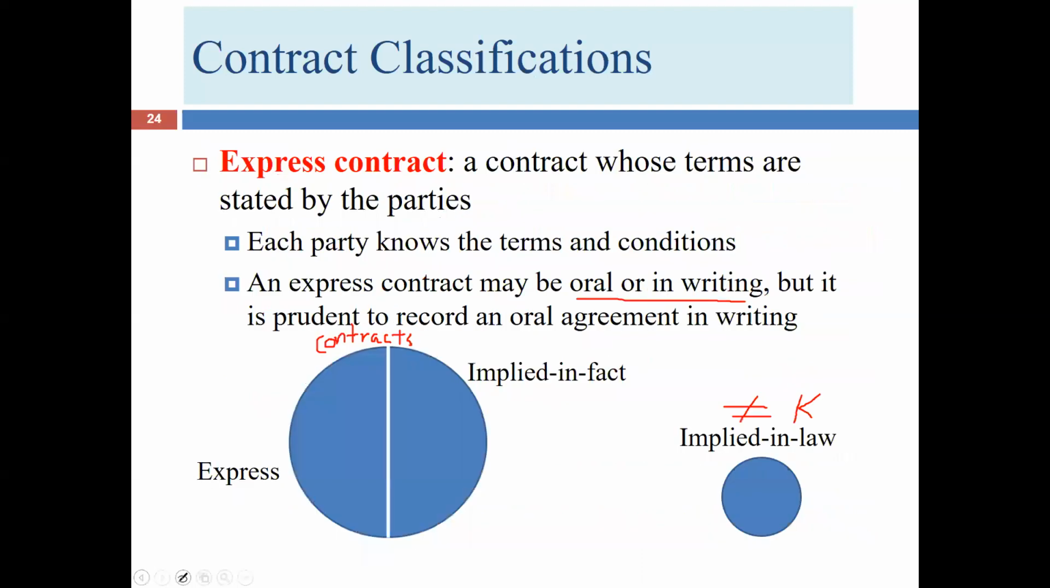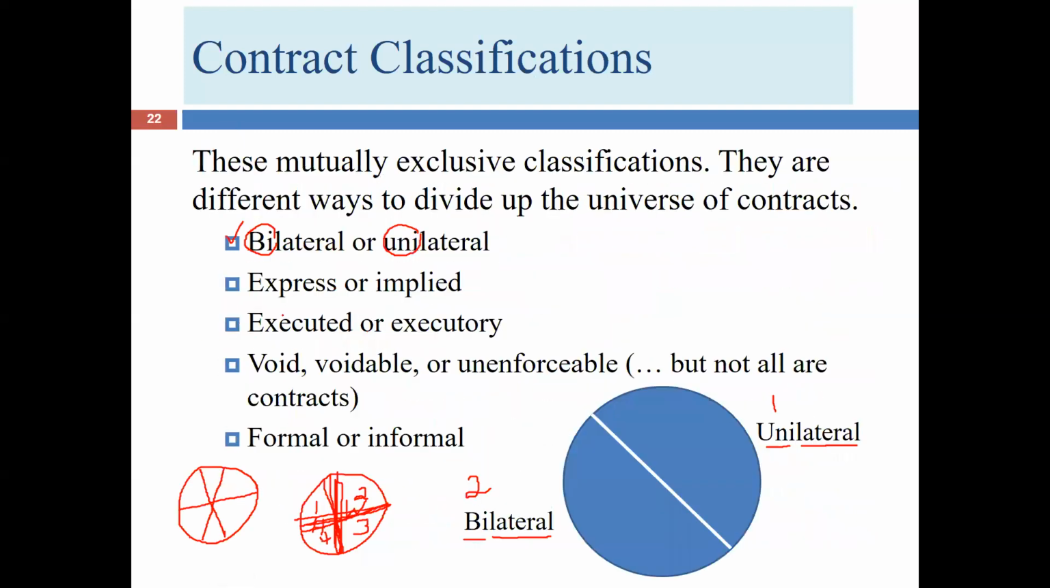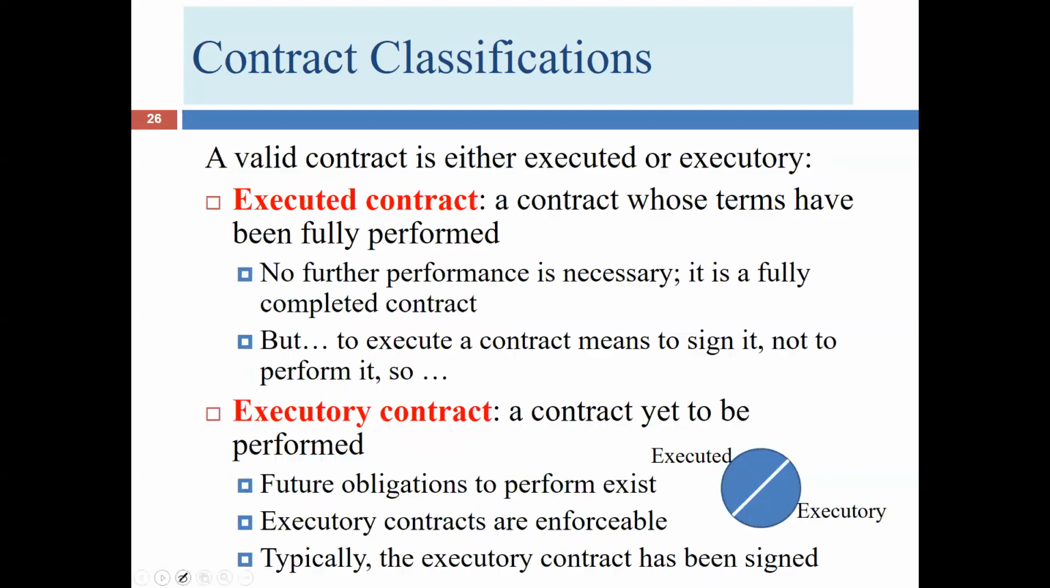So now we've talked about bilateral versus unilateral. We've talked about express contracts as well as implied in law and implied in fact contracts. So we actually have two categories here. And now we're going to go on and talk about executed and executory contracts. So what is an executed contract? This is when the contract has been fully performed.